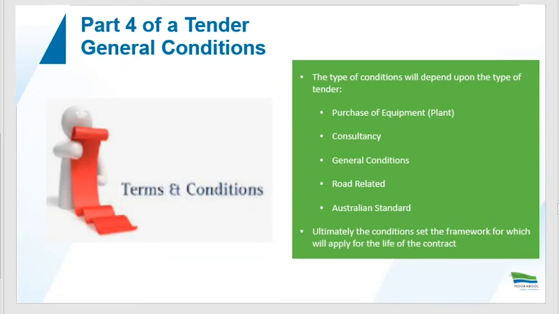So part four is all about what the conditions are that will be aligned to that project. There are different types of conditions depending on the type of tender that we undertake, and it will be variable depending on what we're trying to achieve with that procurement process. But ultimately the conditions set the framework which will apply to the life of the contract.